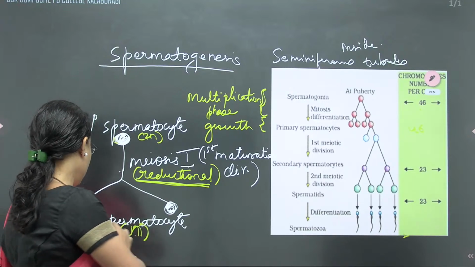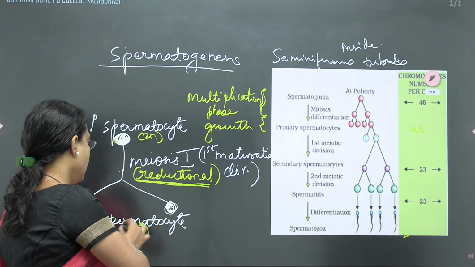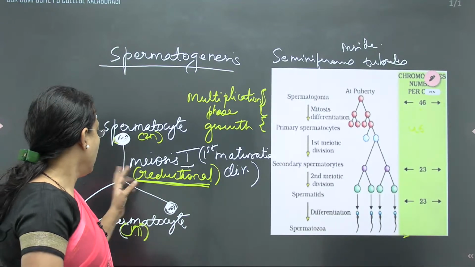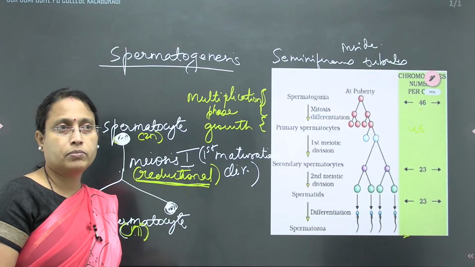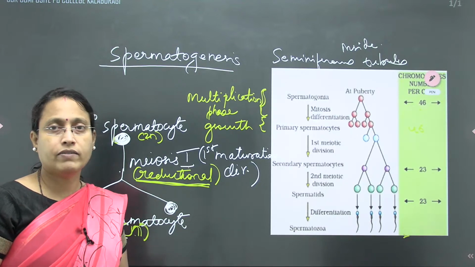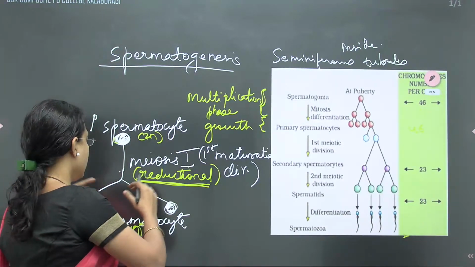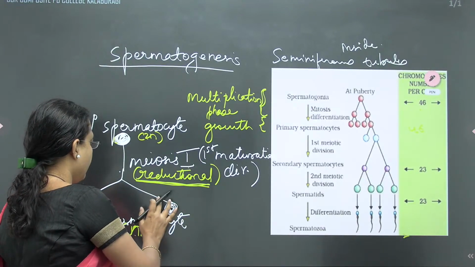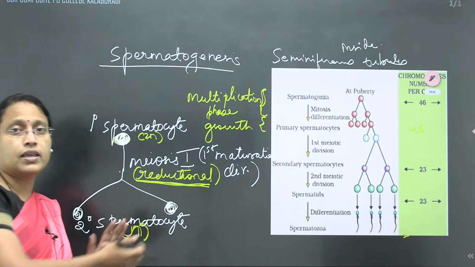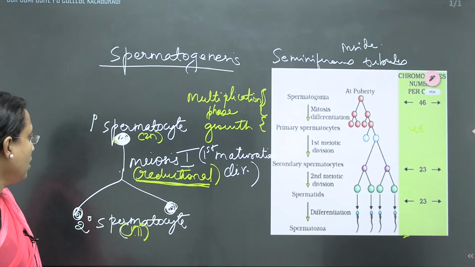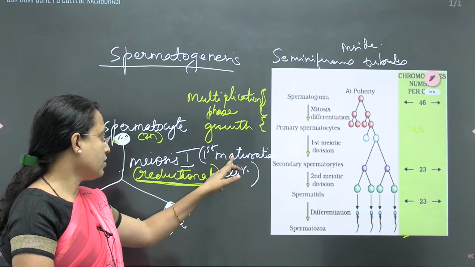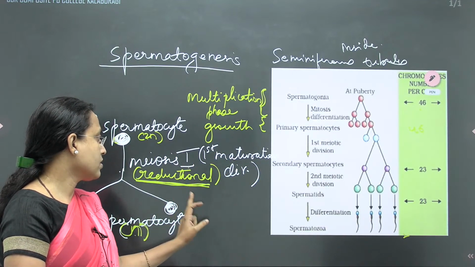So this is the primary spermatocyte. An equal division will be there here, but in case of oogenesis, it is different. It won't be an equal division. Here the daughter cells have almost equal amounts of cytoplasm as well as, of course, equal chromosomes. So this is also called the first maturation division, also called first meiosis.